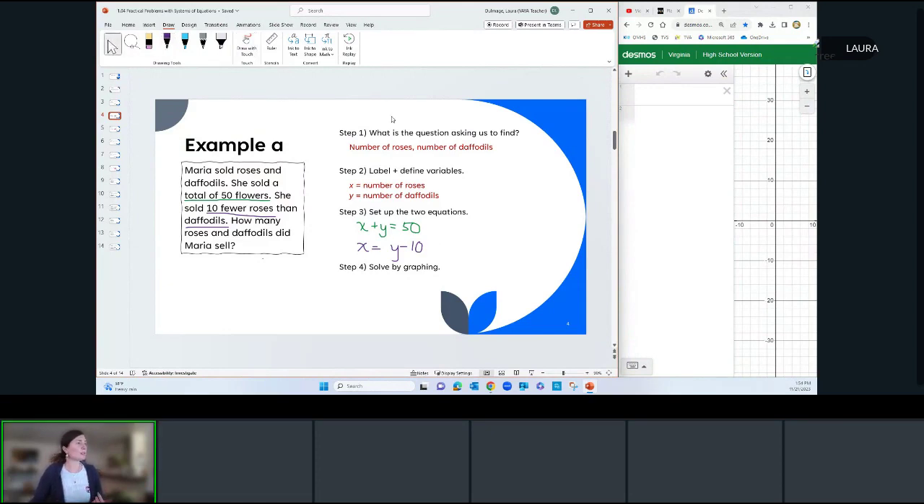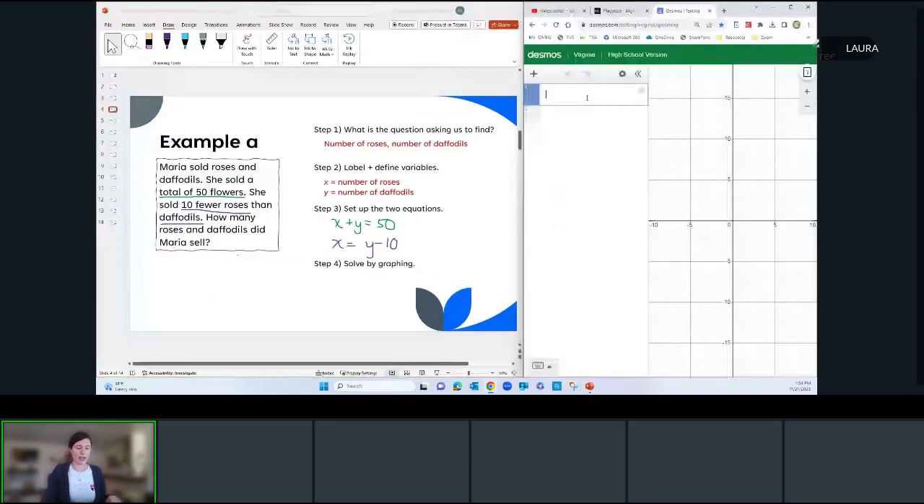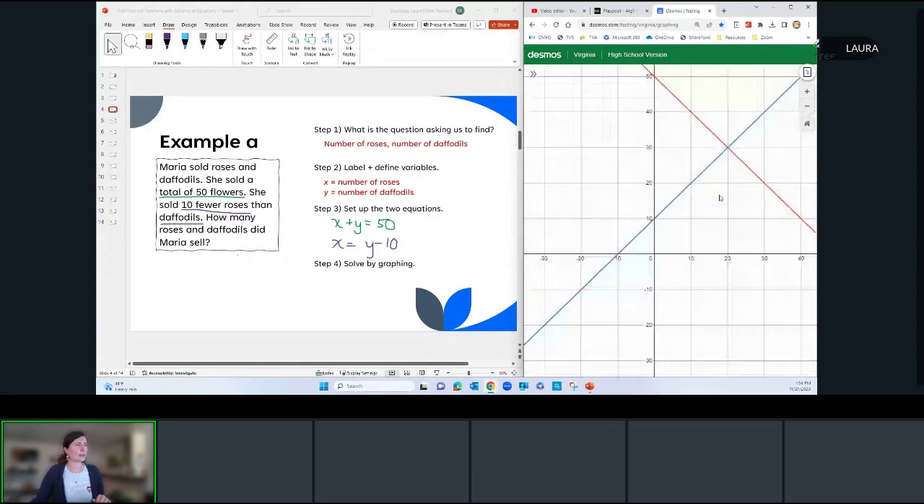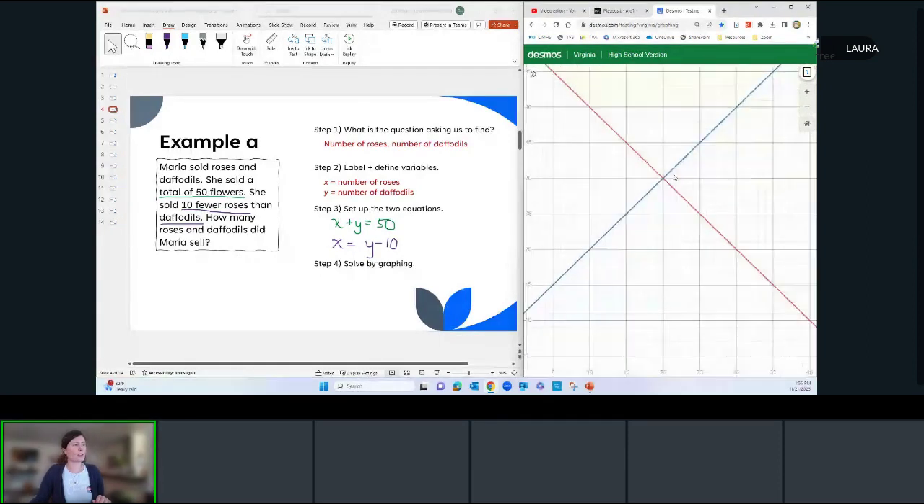And now what we can do is go over to Desmos and just graph it just like that. So we have x plus y is 50. That is a line in standard form. And I'll move this around so we can see the line. Then we have x equals y minus 10. I can see part of that. All right, let's zoom out a bit to get our bearings. And there we have it. This system has one solution. It's 20, 30.